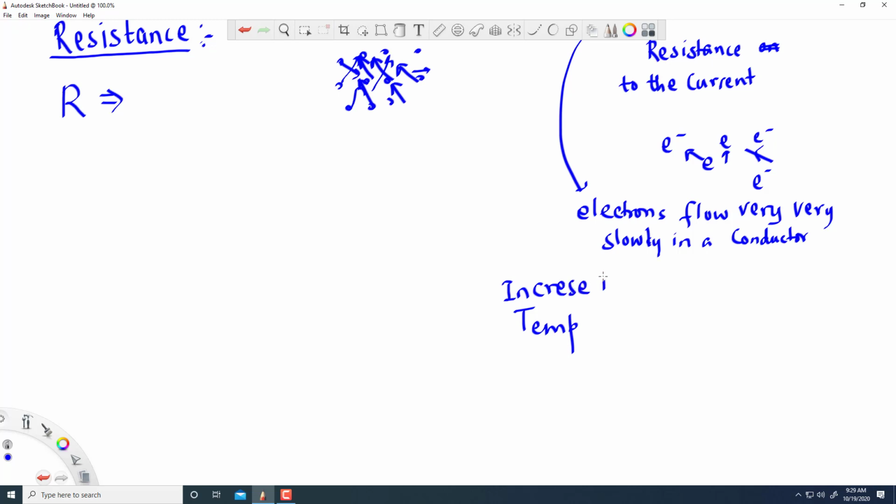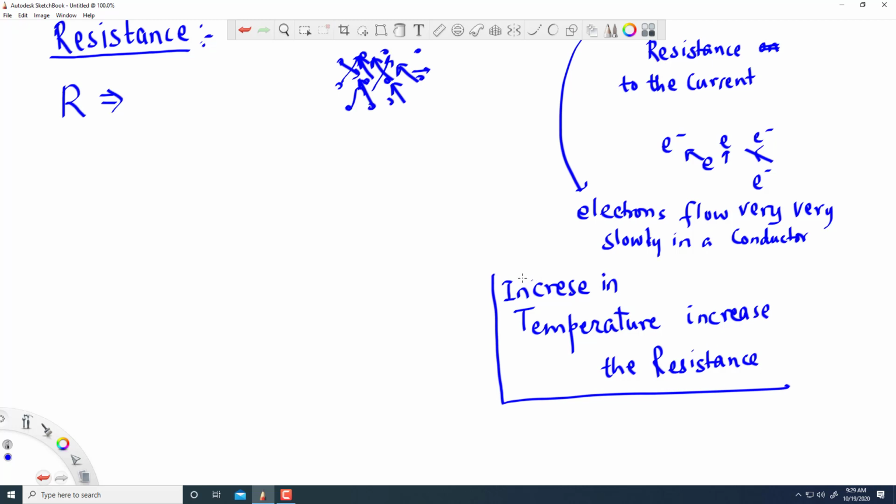So increase in temperature increases the resistance. That's the one factor that affects the resistance. And the second factor is the cross section of the wire or conductor.